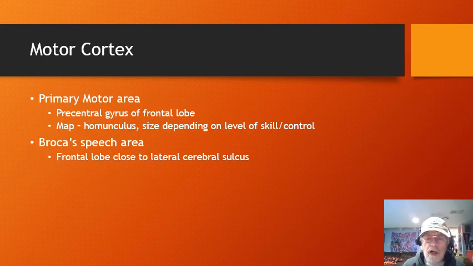Okay, now let's talk about the motor cortex first. The motor cortex is really important, and you would think it would be a huge area, but it's not. What happens is, let's think back of the brain.